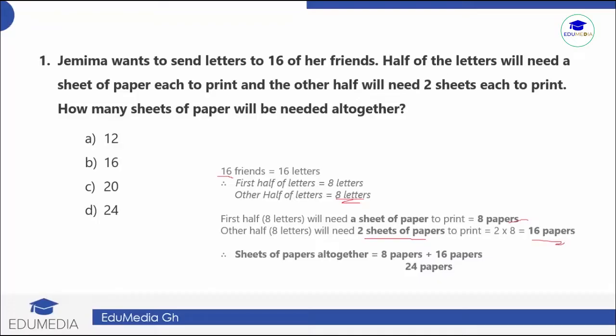All right. So we are looking for all the papers that she will need altogether. The sheets of paper altogether will be 8 papers from the first half plus the 16 papers from the other half. That gives us 24. So our answer here is 24. All right, now the second question.